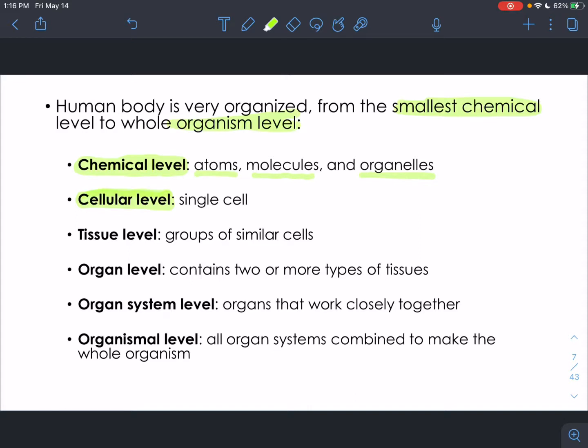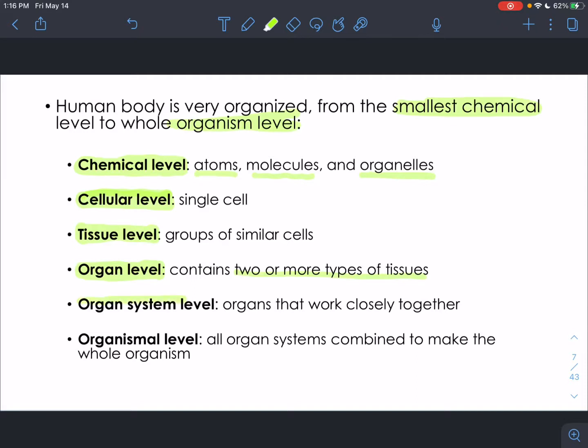Our cells come together to make up the next level, which is the tissue level. And tissues are just groups of similar cells. Okay, after the tissue level, we have the organ level. Your heart's an organ, your lungs are organs. You have your pancreas, your spleen, right? All those different organs in your body. They're made up of 2 or more different types of tissues. So multiple tissues have to come together to make an organ.